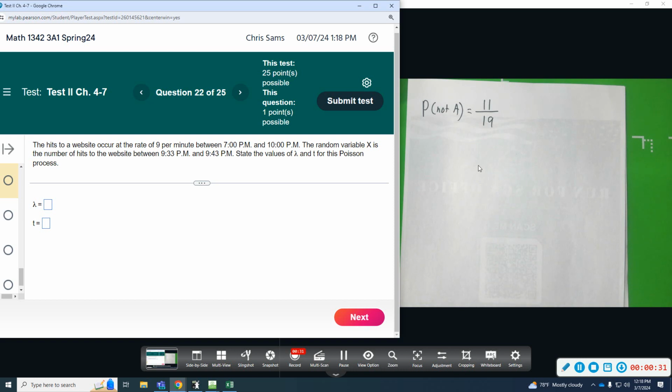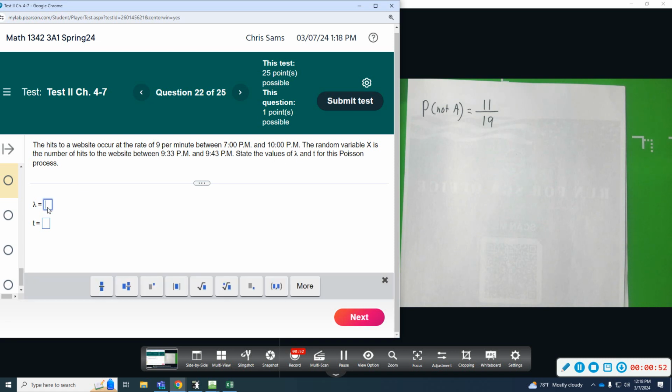So in the earlier problem I did, I told you lambda was the mean. And I went back and looked. This text is not using lambda as the mean. It's using lambda as the rate and then multiplying it times t to get the mean. So when we're doing 9 per minute, that's what they want you to say is lambda. So lambda is your rate, and then t is the time. So between 9:33 and 9:43 is 10 minutes.